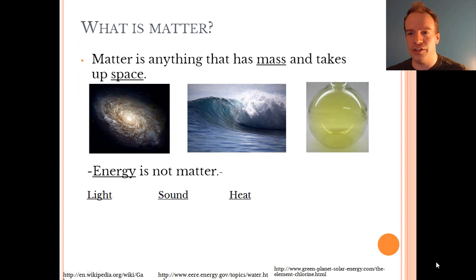Well, matter is anything that has mass and takes up space. That is the general definition for what matter is. It encompasses almost everything that we know about. But it's useful to think about what matter is not. And matter is not energy. So things like light and sound and heat are not matter. Think of matter as things that you can touch and you can hold, things that have mass.